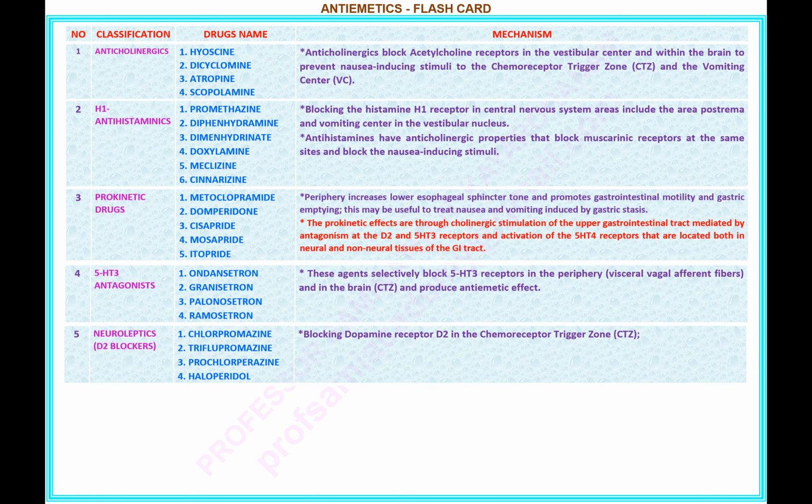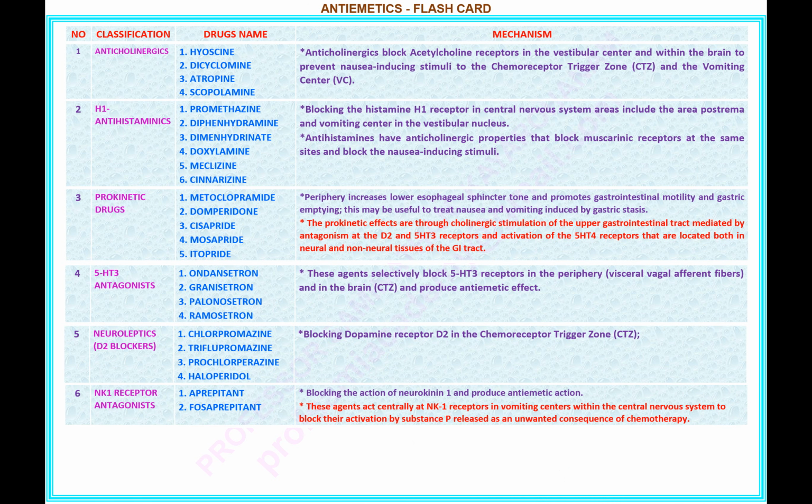Number 5. Name of the classification, neuroleptics, D2 blockers. Drug's name under this classification: 1. Chlorpromazine, 2. Triflupromazine, 3. Prochlorperazine, 4. Haloperidol. Mechanism of neuroleptics, D2 blockers: blocking dopamine receptor D2 in the chemoreceptor trigger zone, CTZ, produces the antiemetic effect.